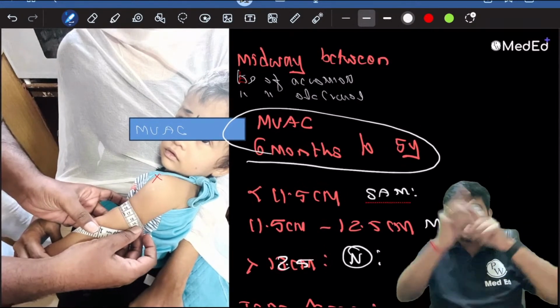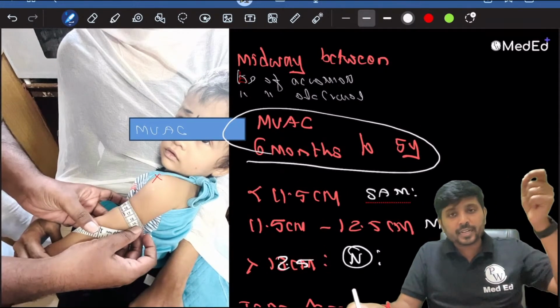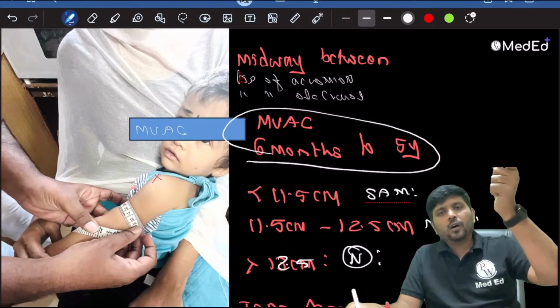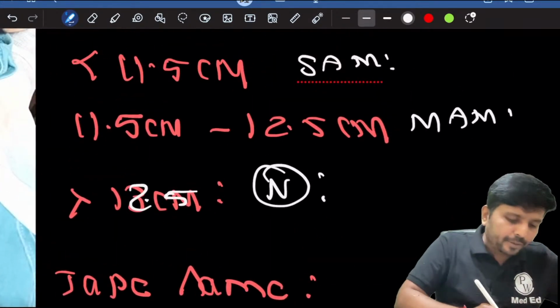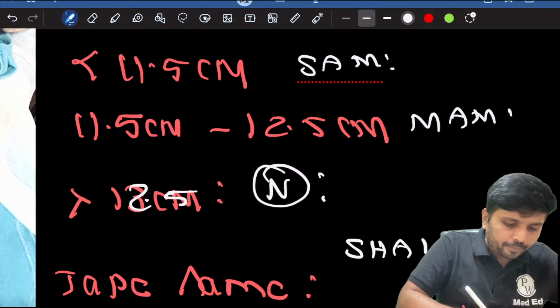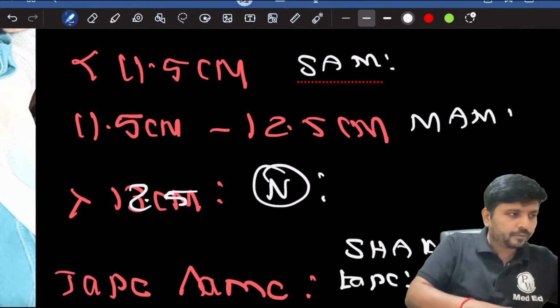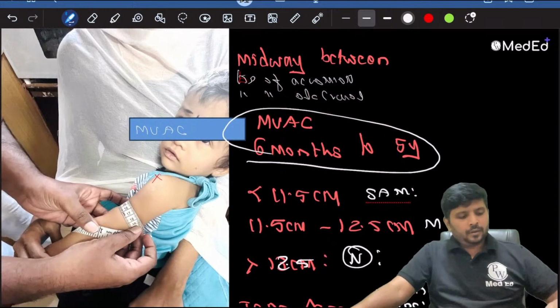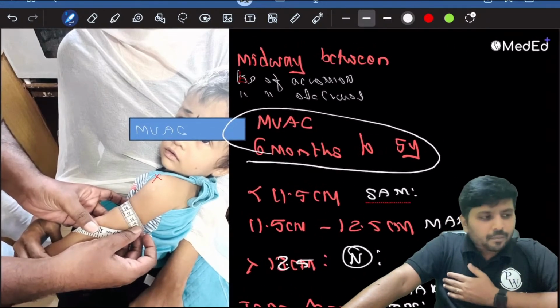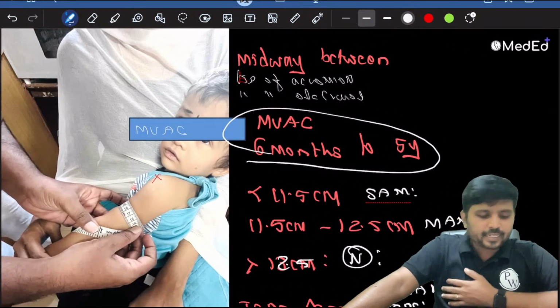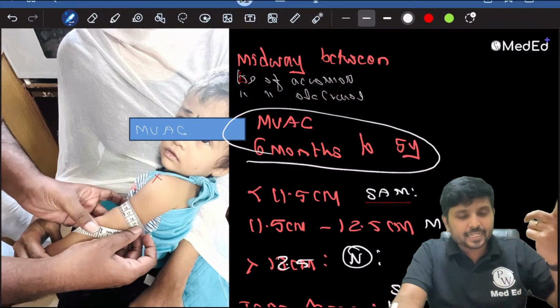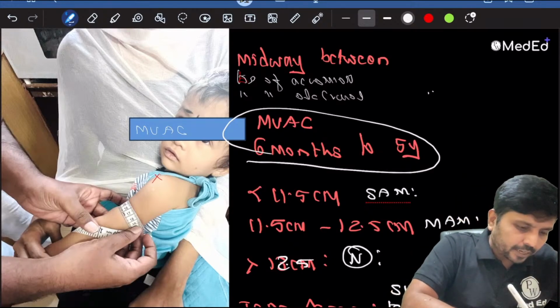Instead of this, what is the tape that we use, which has green, yellow, and then red? That tape is called Shakir's tape. So this is mid upper arm circumference, right? How to measure? Shakir's tape, you remember.